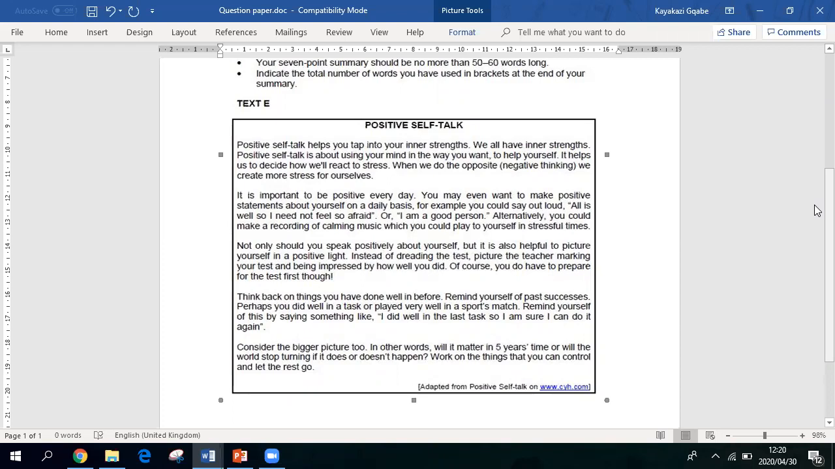Think back on things you have done well in before. Remind yourself of past successes. Perhaps you did well in a task or played very well in a sports match. Remind yourself of this by saying something like, "I did well in the last task, so I am sure I can do it again." Consider the bigger picture too. In other words, will it matter in 5 years' time, or will the world stop turning if it does or does not happen? Work on the things that you can control and let the rest go.